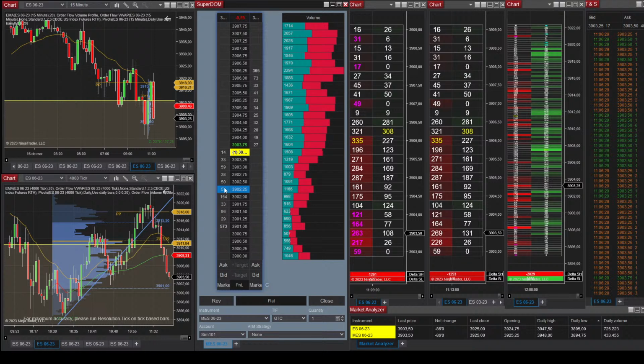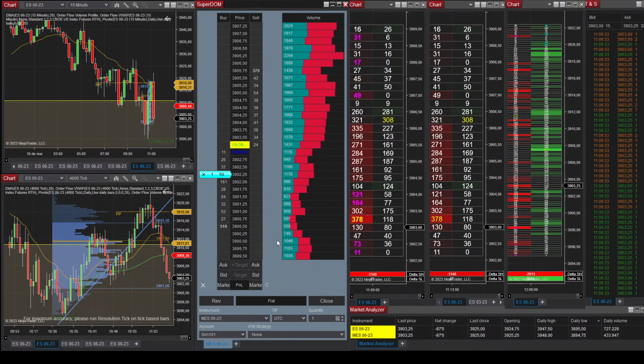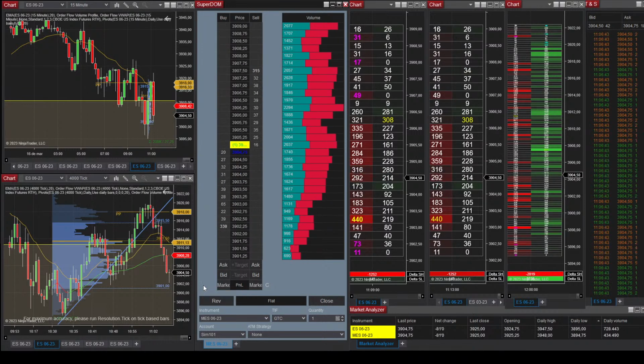Let's see if it will hold here at the two. Let's see. It should hold here because it's been highly traded. Did you see? It held in the 225 actually.